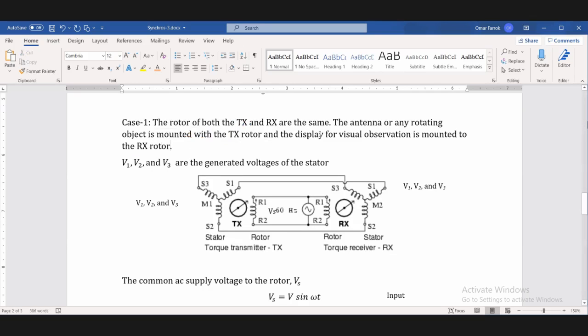So for this case, the antenna or any rotating object is mounted with the transmitter rotor and the display for visual observation is mounted to the RX rotor. The same consideration is applicable for case 2.